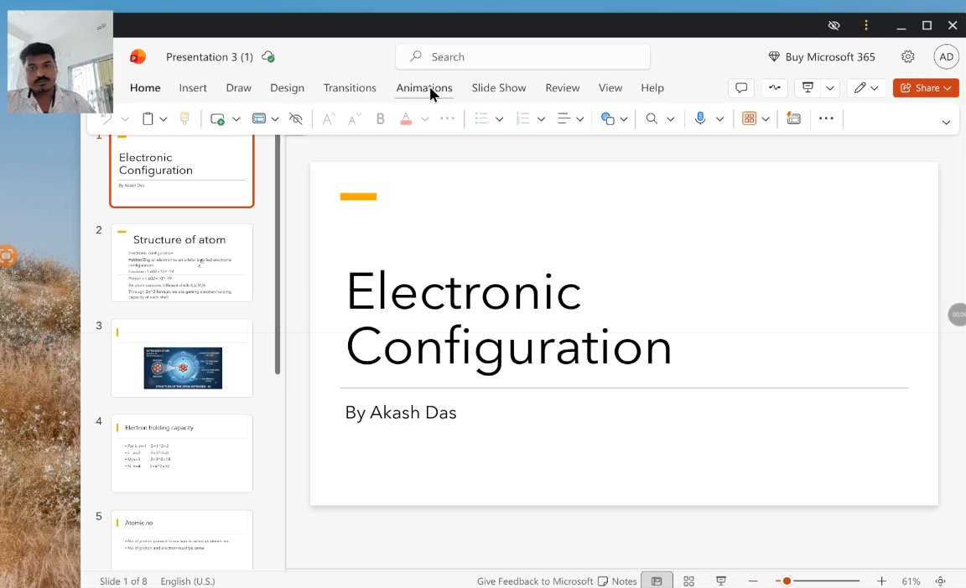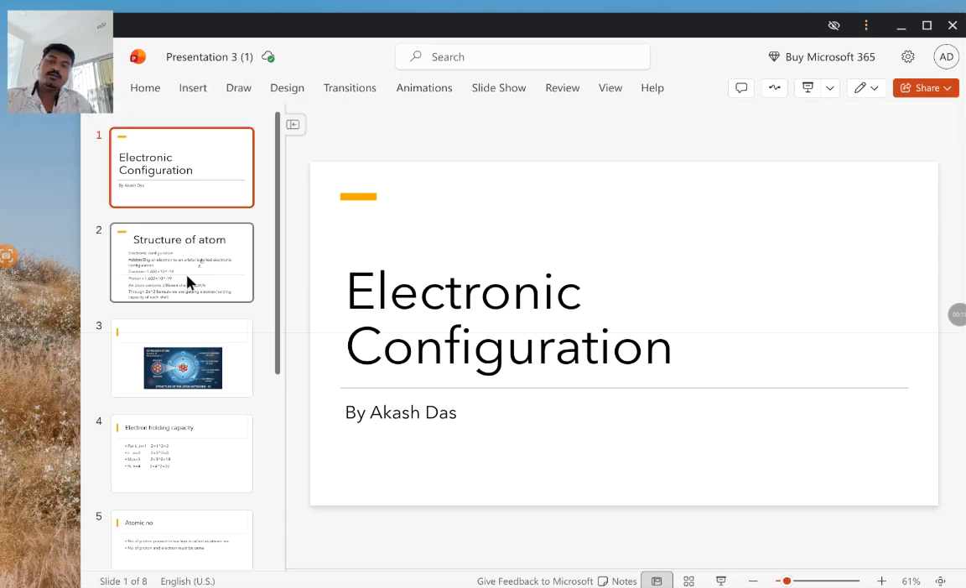Today we are going to learn about electronic configuration. It is very essential to understand chemistry and the basic chemical reactions, and how chemical elements react together. If you want to know, then you have to learn the concept and understand the concept.